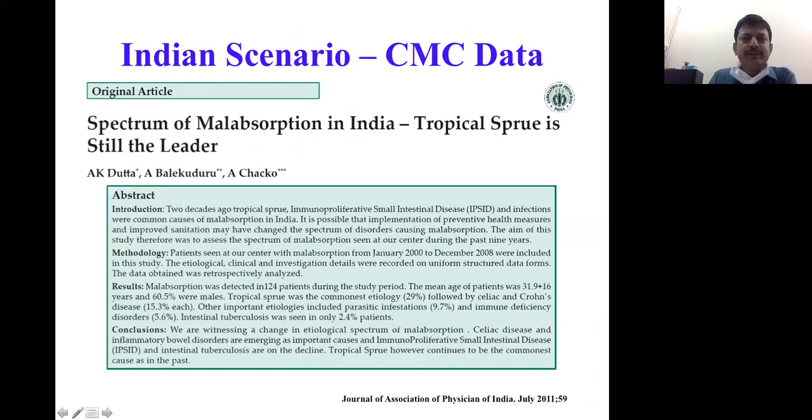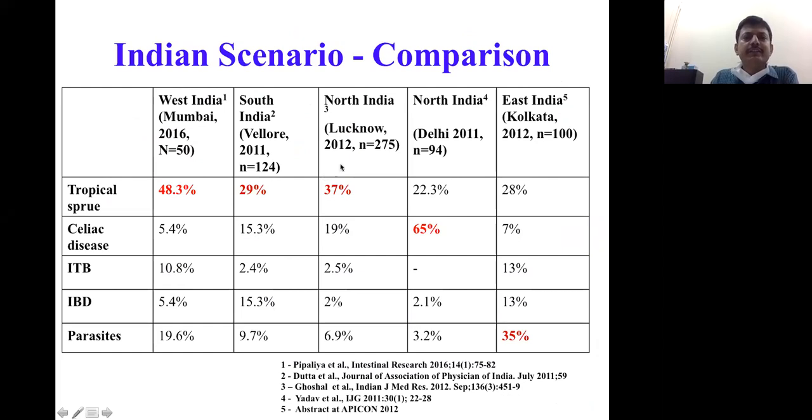We have published our own data from CMC as well. Okay. So these are the different studies from our country. All of them have been published in the last 10 years. This is data from West. We have data from Vellore. In North India, we have data from Lucknow and Delhi. And we also have data from Calcutta.